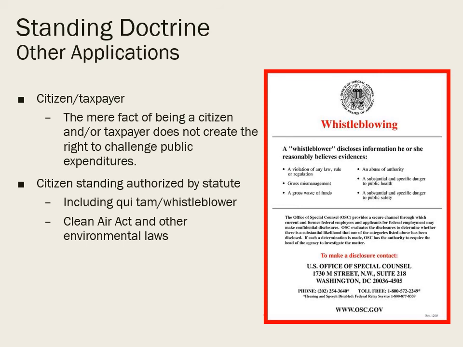So for instance, a couple years back, Duke University settled a massive qui tam case. It agreed to pay the feds $112 million for submitting falsified grant proposals. And in that case, the whistleblower got around $33 million.